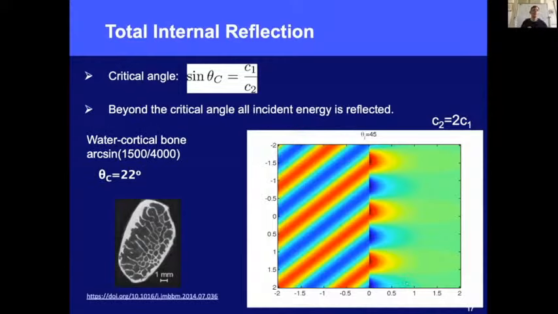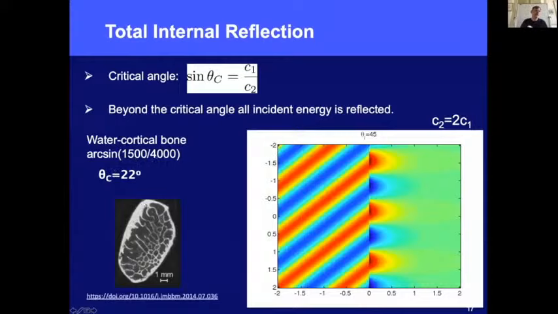So for example, if you have cortical bone, if you look at a rib, if we're doing therapeutic ultrasound, you can see for this rib, this is a CT of the rib. The white here is the cortical shell on the outside of the rib, and then we have the spongy cancellous bone in the middle. The speed of sound in this cortical bone is about 4,000 meters a second. And so the critical angle between water or soft tissue and that cortical bone is about 22 degrees.